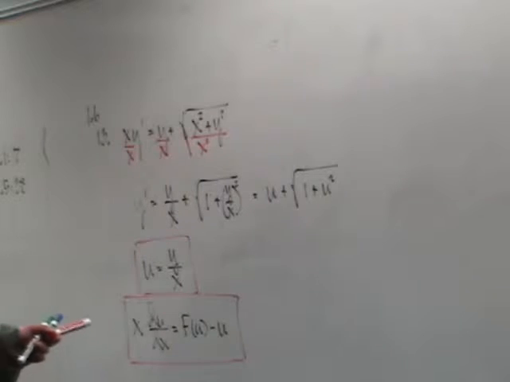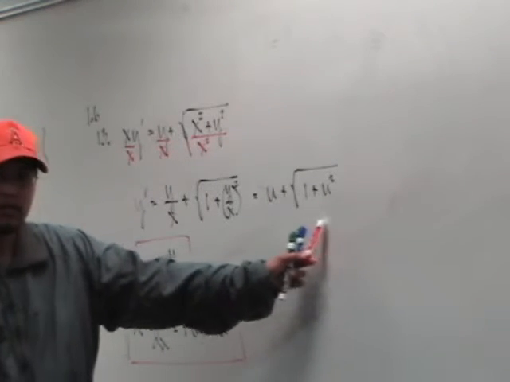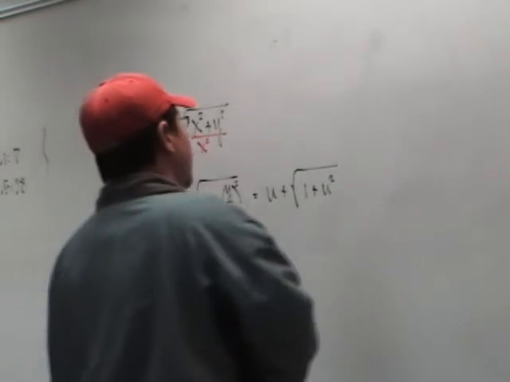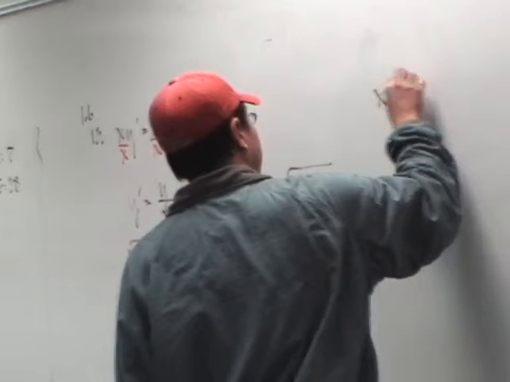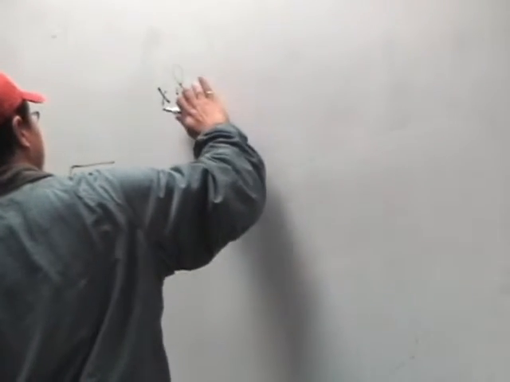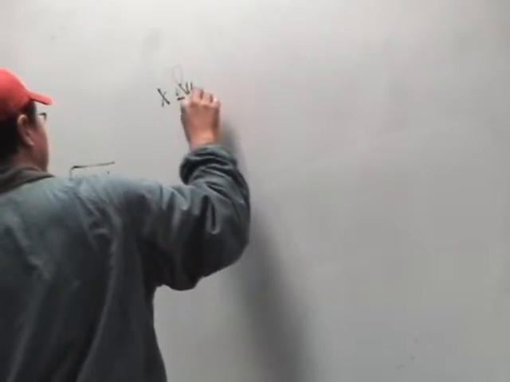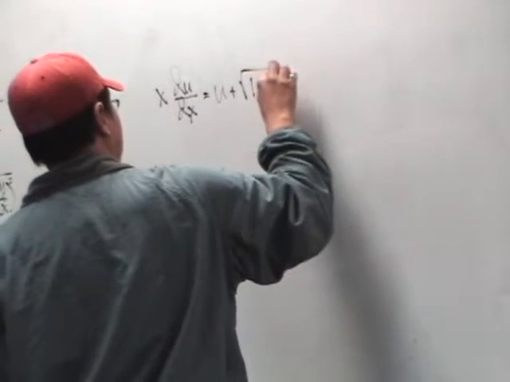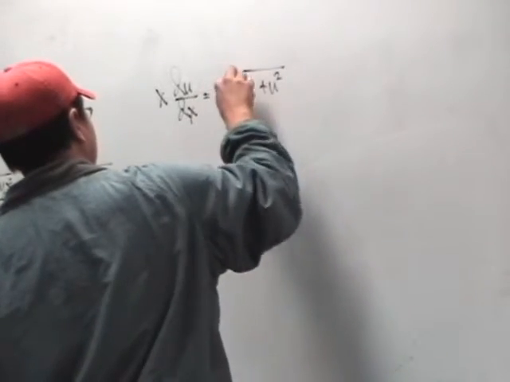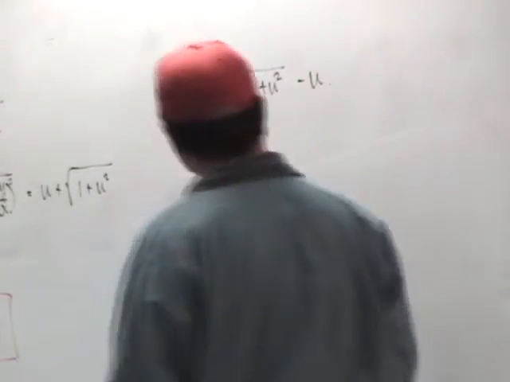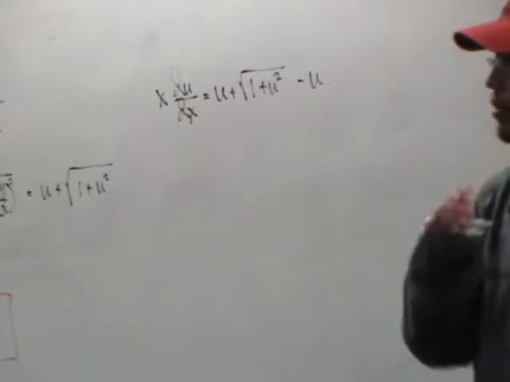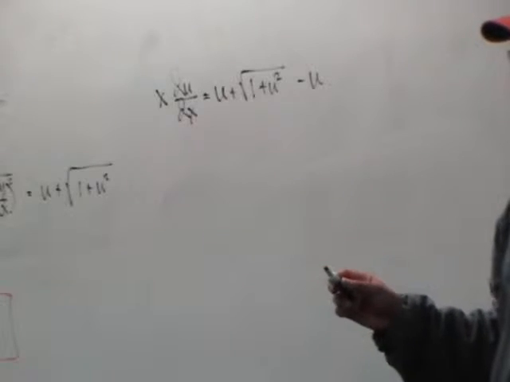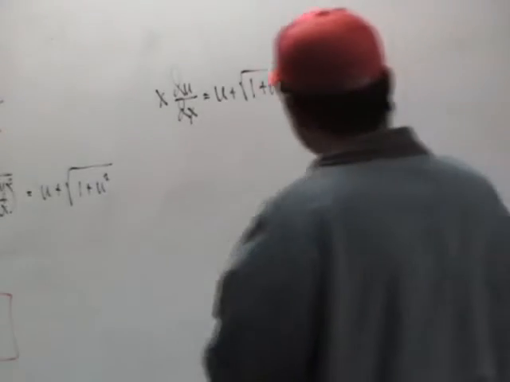So with that in mind, f of u is right here. It's y prime equal to f of u. So then this equation turns into x du dx equal to u plus the square root of 1 plus u squared, minus u. Everybody see? So now you see that it's separable. Every time you do this, it'll turn into a separable equation. So this is separable.